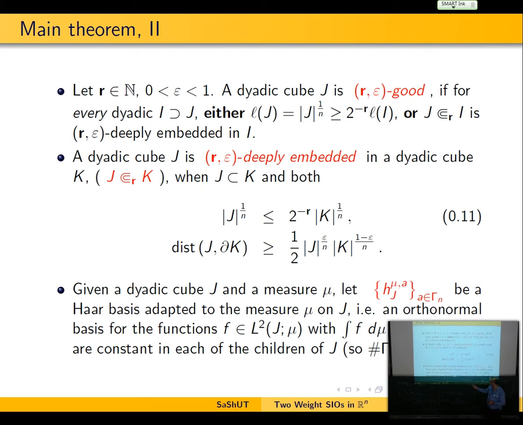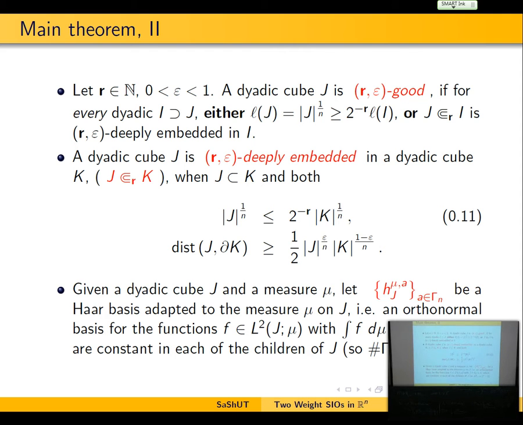Then it's easy to check that the intervals you throw away, the J's like this that you throw away, are a small proportion, so you can simply forget about them. You can absorb them. Good. So this is what we call good. And this notion is what we call R-epsilon deeply embedded. As I said, it depends on R. This will be useful later.